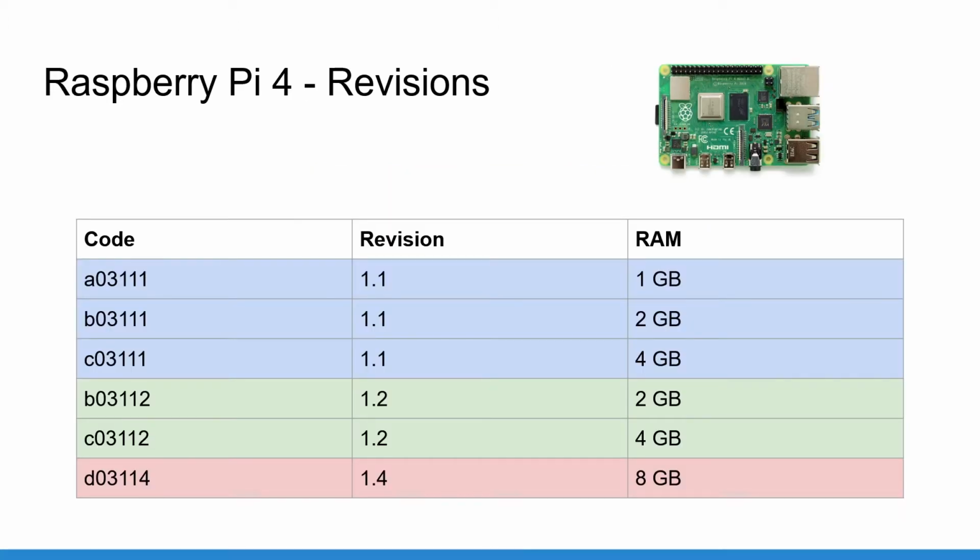Okay, so here you have a table with the different revisions you can have, and also this is linked to the amount of RAM that you have on your Raspberry Pi, okay? So you can see we have different codes that correspond to a combination of the number of the revision and the amount of RAM. And now we're gonna go to the Raspberry Pi operating system to find out actually which code you have on your Raspberry Pi, and we're gonna come back to this table just after that.